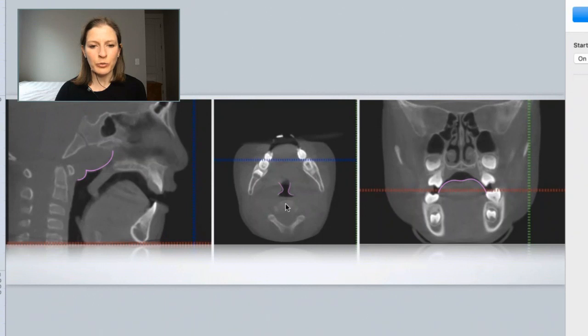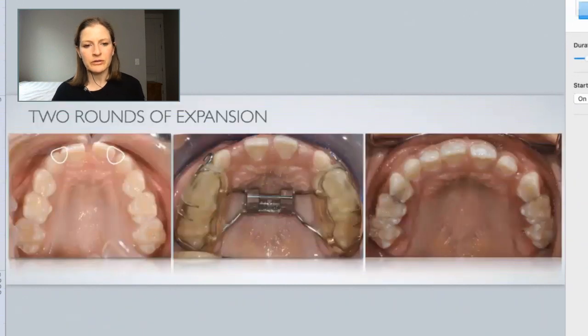This should not be open in this dimension. So he's struggling to breathe. And if we look here, there's not enough room for his tongue. That's right. And so with this young man, the first thing we did was we got adenoids and tonsils out. Mm-hmm. Now I'll show you as well our treatment, because this might be a little controversial.